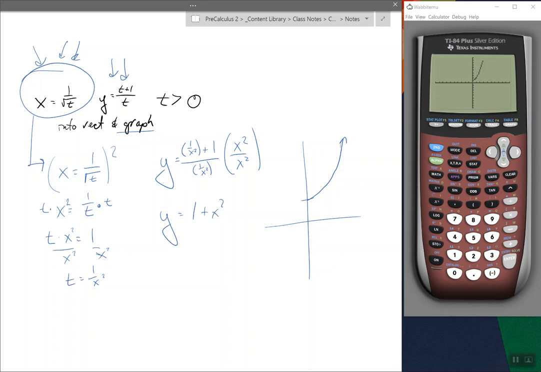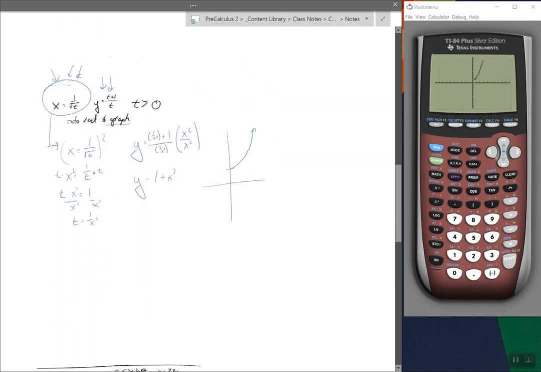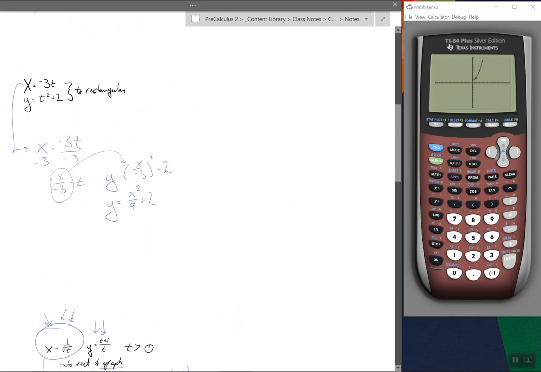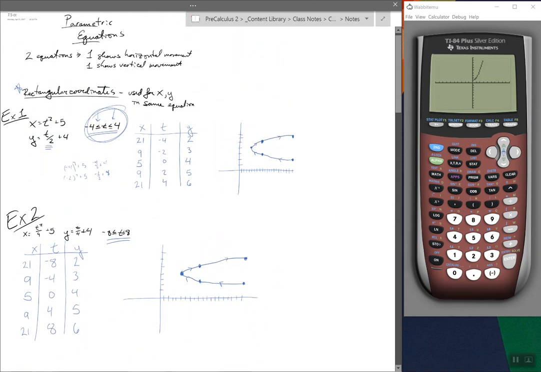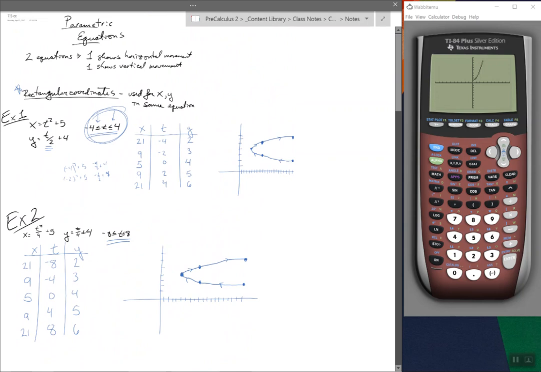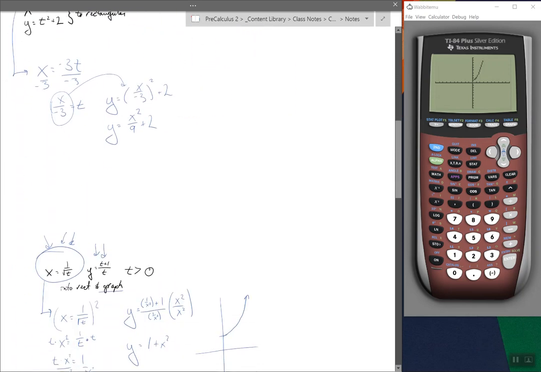So the next examples we'll look at are some actual physics applications of this. But for today, all we need to focus on is plotting these, making x, y, t tables, getting our points. Very important to show the movement with the arrows on the graph, and then converting into rectangular. Again, we do that by solving the x equation for t, and then plugging that equation back into y.